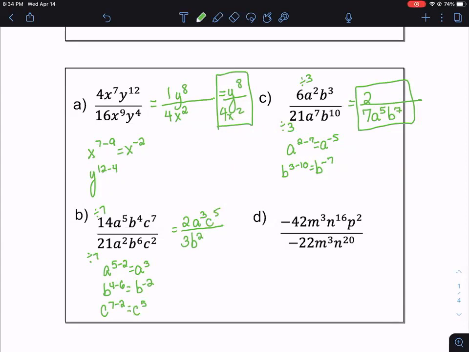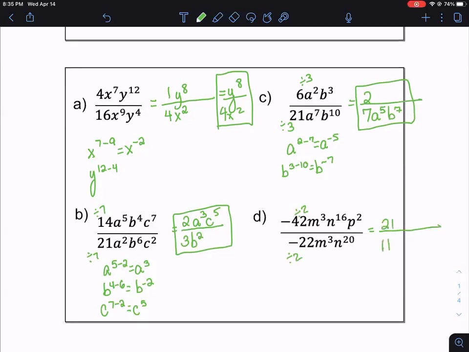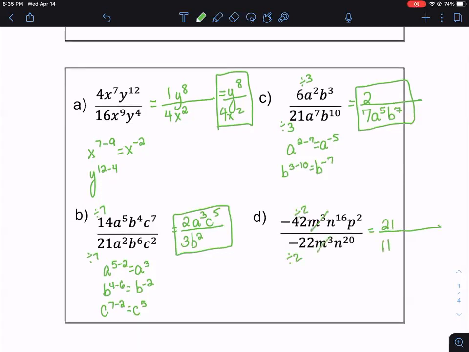And finally, for D, we have a negative over a negative, which becomes a positive. Sorry. 42 and 22 are going to reduce by 2, but by -2. So we'll have 21 and 11. The m to the 3s are the same, so they cancel. Now they do reduce to a 1, but you don't have to write the 1s.